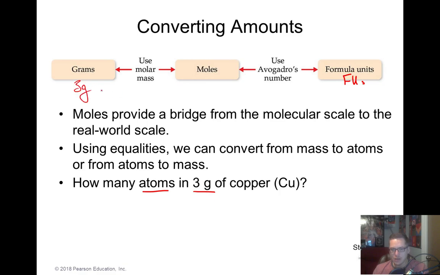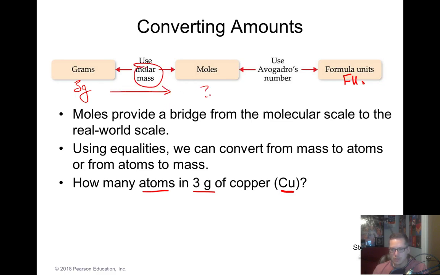We've got 3 grams, and we need to get to formula units, because each individual guy here is a formula unit of copper. So we really need to figure out how many atoms of copper, or how many formula units of copper there are in 3 grams. So in order to do that, we have to go to moles first, and we have to use the molar mass.